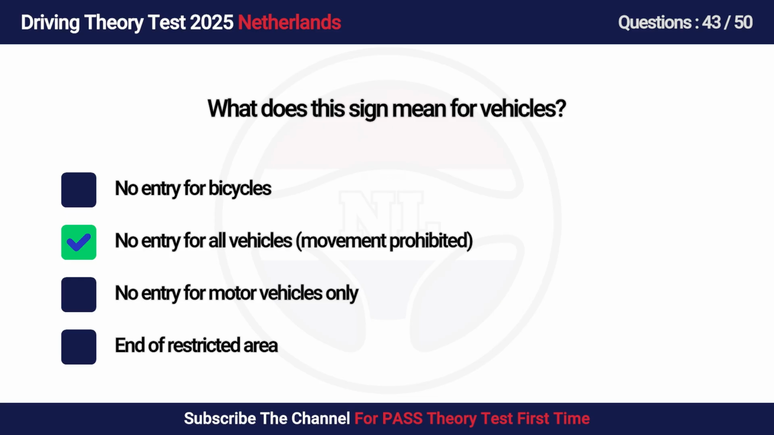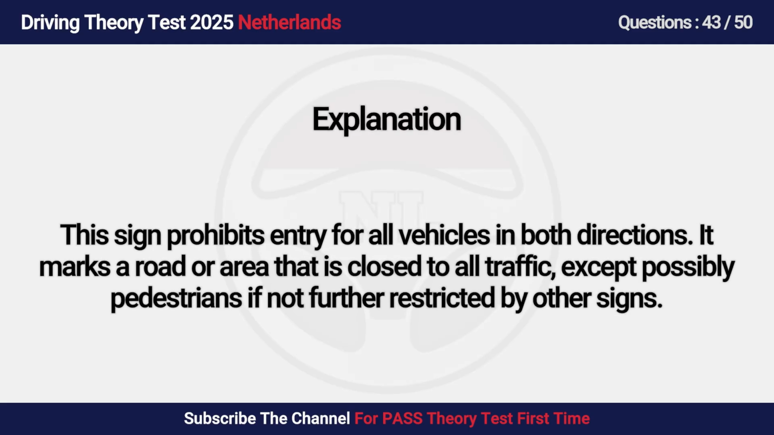Answer is B. No entry for all vehicles, movement prohibited. This sign prohibits entry for all vehicles in both directions. It marks a road or area that is closed to all traffic, except possibly pedestrians if not further restricted by other signs.